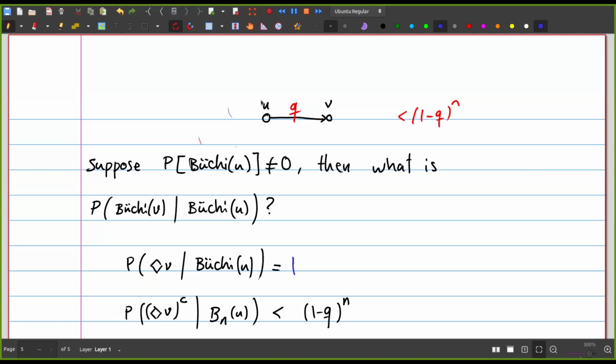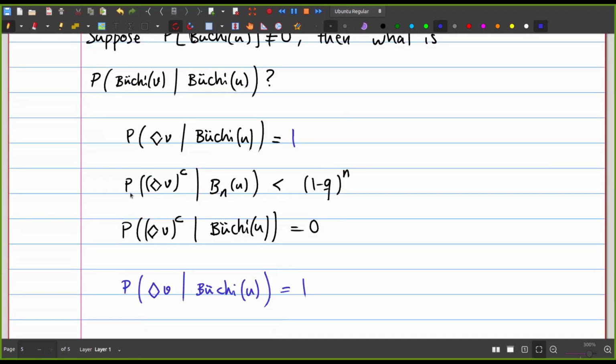Because look, I'm coming to U infinitely many times, and then at some point I will go to V, right? But even after that point, I'm still coming back to U infinitely many times. So if I say that I will never go to V again, that's the same as this one. Probability of never going to V given Büchi of U, which I know is 0. So probability of going to V exactly once given Büchi of U is also 0.